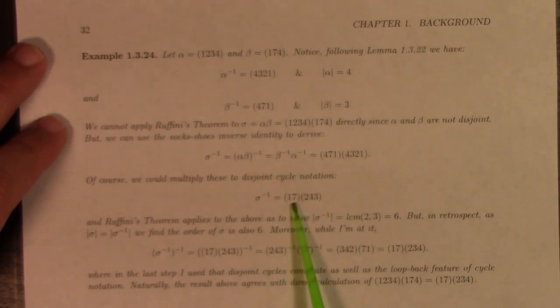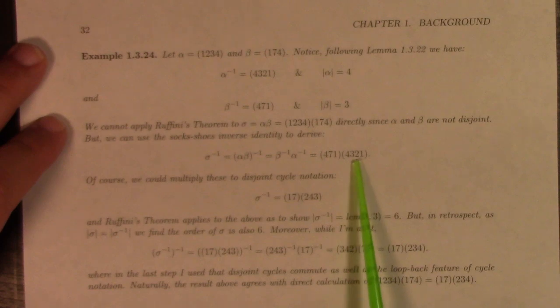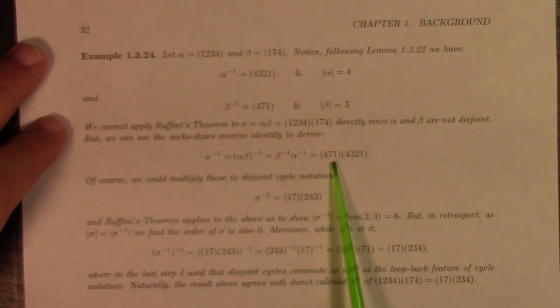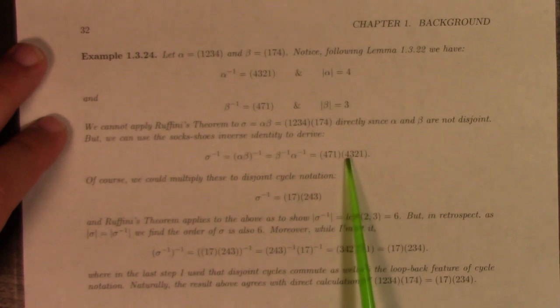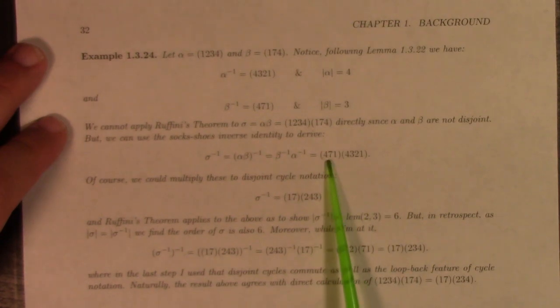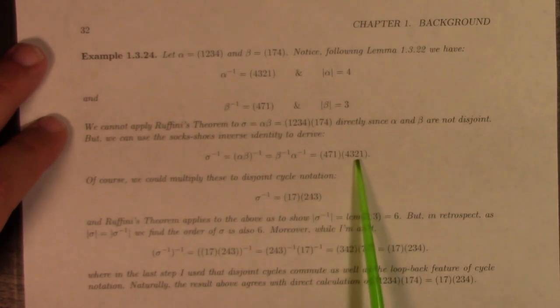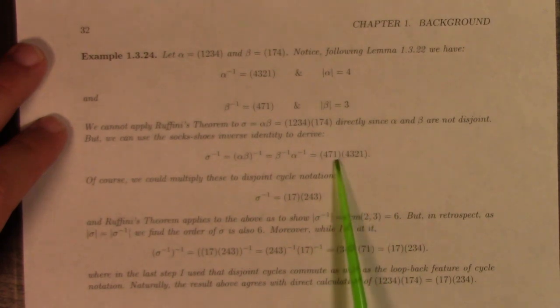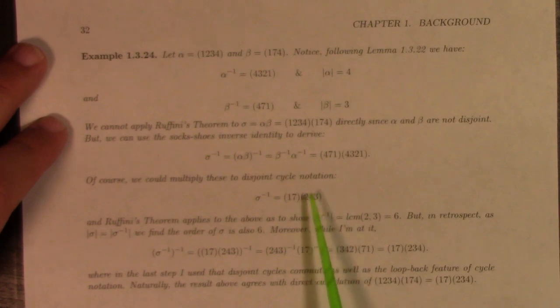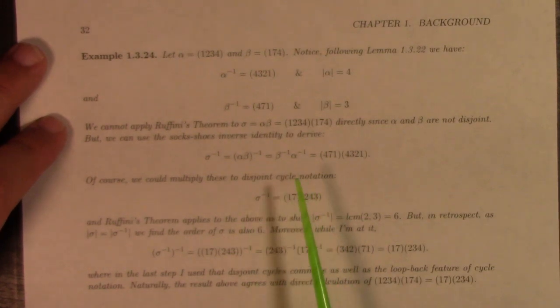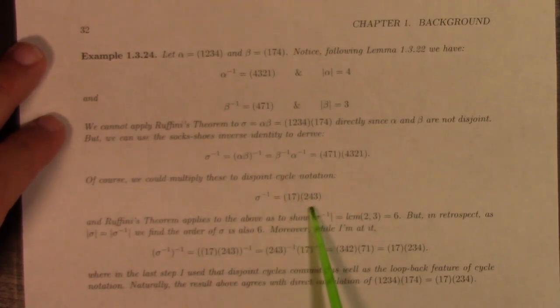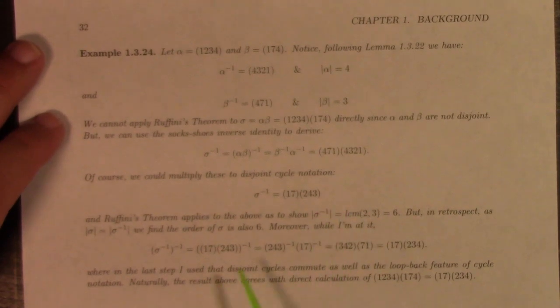Then we go into 2. What happens with 2? 2 goes to 1. 1 goes to 4. So 2 goes to 4. What happens with 4? 4 goes to 3. What happens with 3? 3 goes to 2. That closes that cycle. So this sigma inverse can be written as (1 7)(2 4 3).